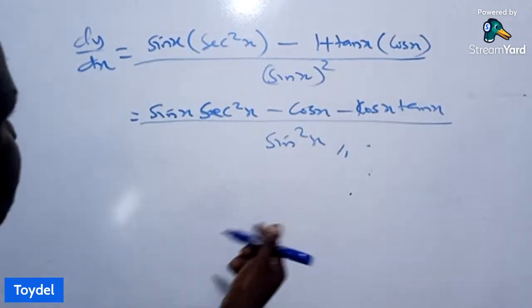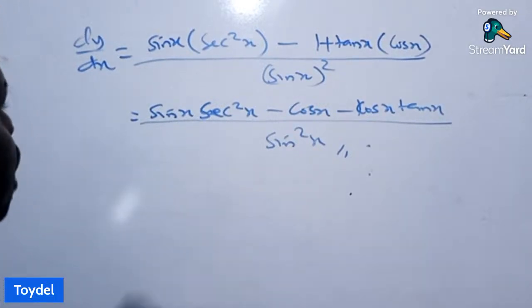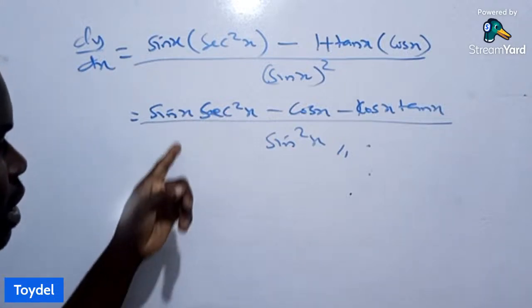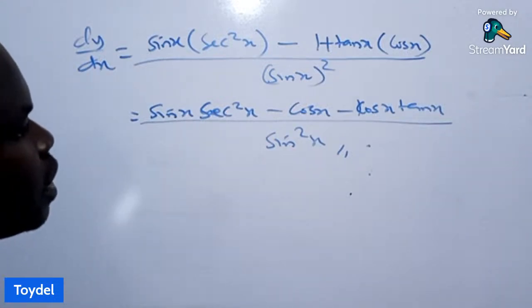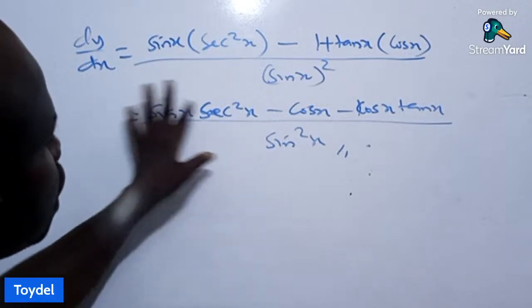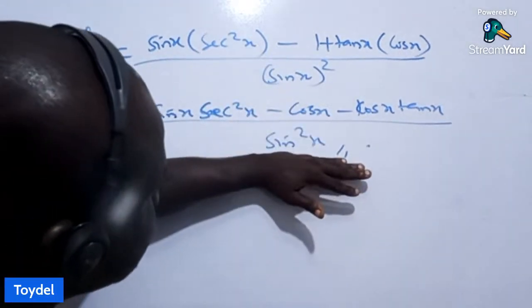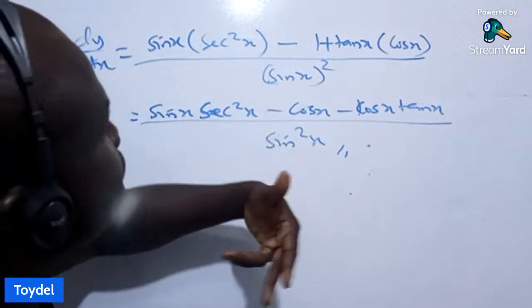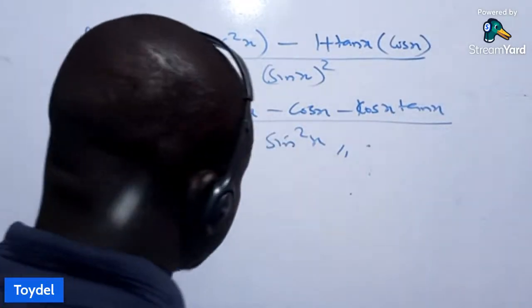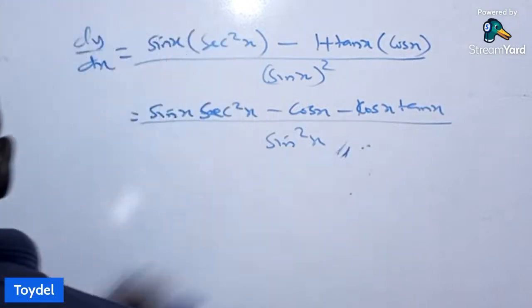If you want to simplify further, you can use the fundamental identity. You only apply it here. Sec is 1 over cos. So if you want to simplify further from what we have here, we make use of the fundamental identity, which is sin square x plus cos square x is equal to 1. But we can just stop. You can stop the answer at this point.